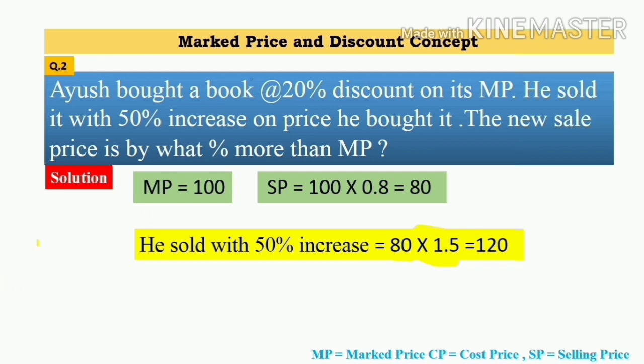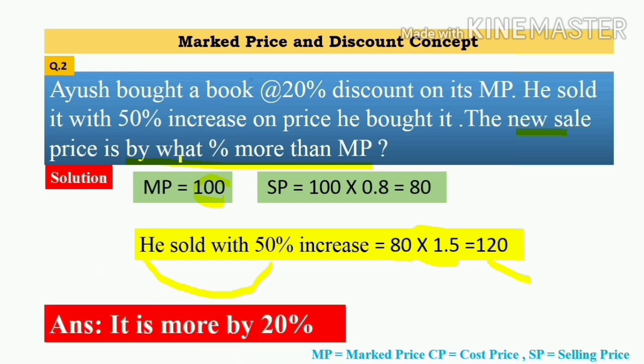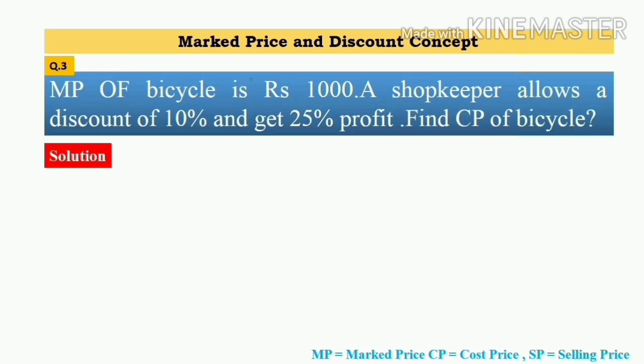Now in the question it is being asked that the new sale price is by what percent more than MP. Here initially we have considered MP as 100, and after increasing by 50% he sold the same book at 120. So by how much is it more? It is more by 20%. Initially it is 100 and he sold it at 120, it is more by 20%.